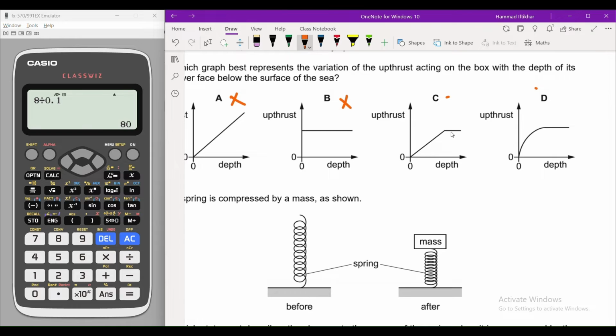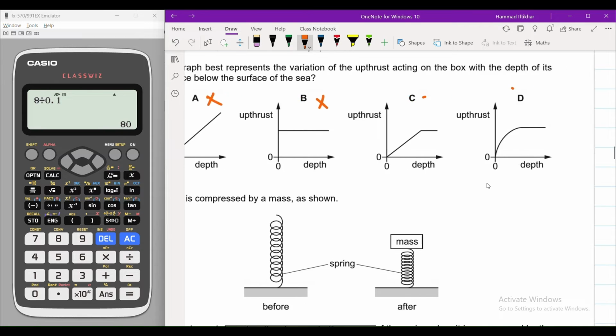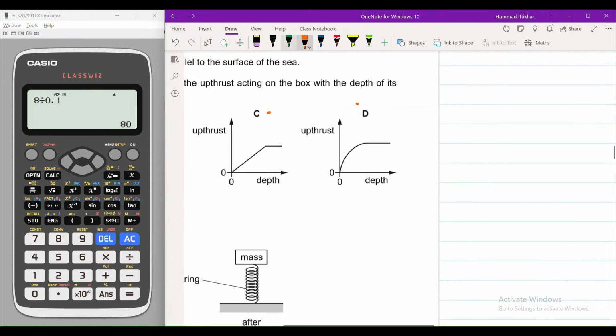Is the upthrust increasing linearly or with a different curve? So we know that the upthrust is equal to rho g A h, or depth in this case. The cross-sectional area remains the same. It's the depth that's changing. So we can see this over here. Upthrust is directly proportional to h. That means it will increase linearly. So C.